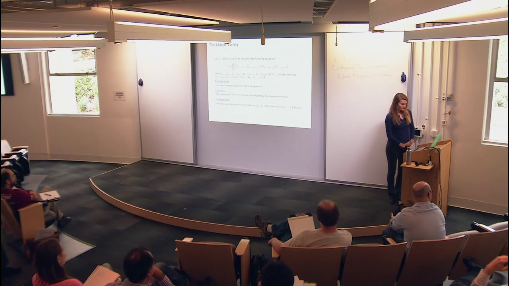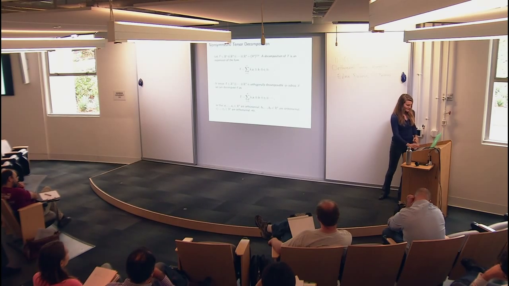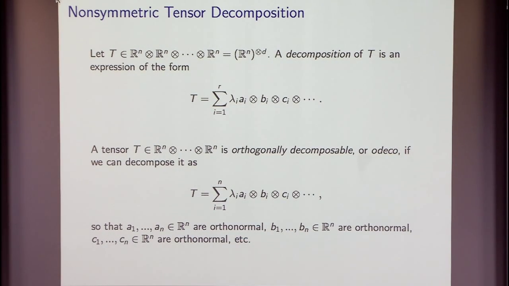Okay, so now I'm going to talk about non-symmetric orthogonally decomposable tensors. And hopefully after you know about symmetric, it will be very easy to understand the non-symmetric case. For the purposes of the talk, I'm going to pick T in R^n tensor R^n, d times. Here I can pick different n's, n_1, n_2 through n_d, but for the talk, I'll just pick n. A decomposition of T is of the form sum i from 1 to r of lambda_i a_i tensor b_i tensor c_i and so on, d letters. So a sum of rank 1 tensors.